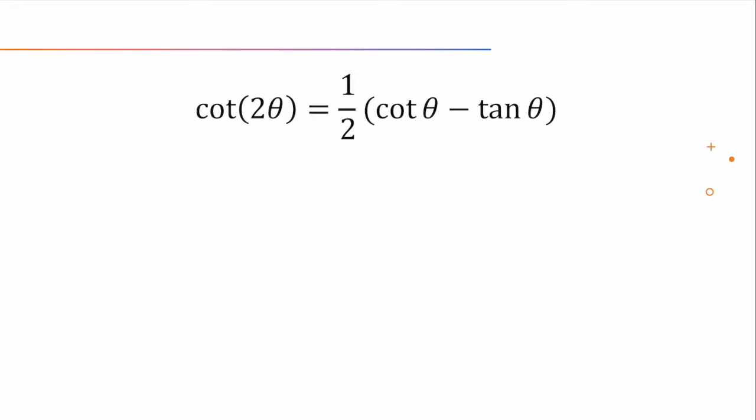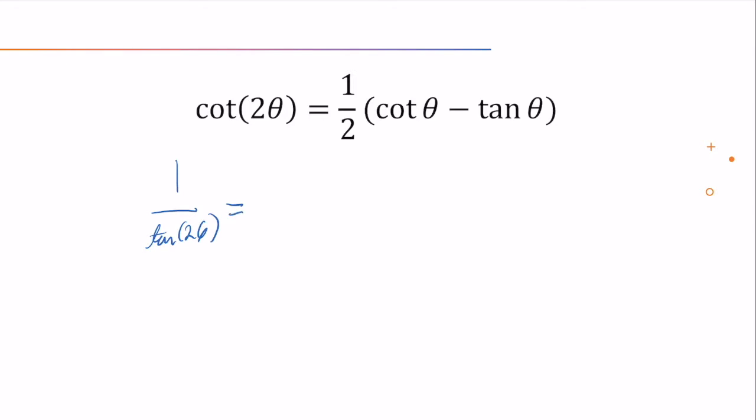The last example from our quiz today is cotangent of 2 theta equals 1 half times cotangent theta minus tan of theta. So let's go ahead and rewrite cotangent of 2 theta as a tangent. So we're going to rewrite this as 1 over tangent of 2 theta.